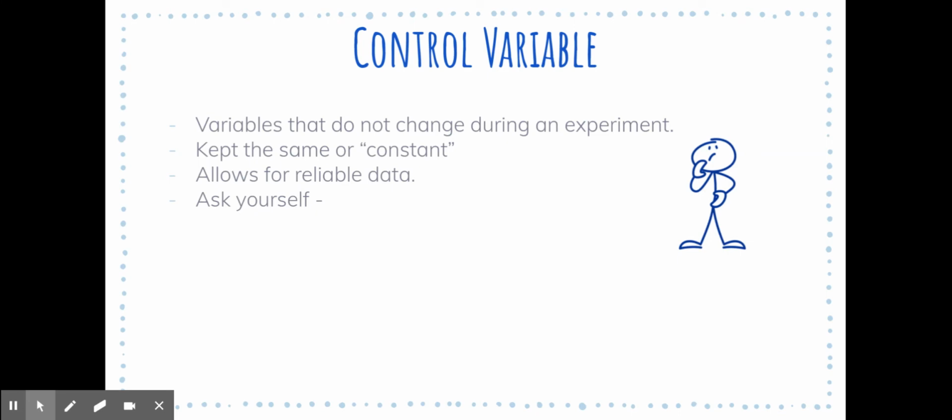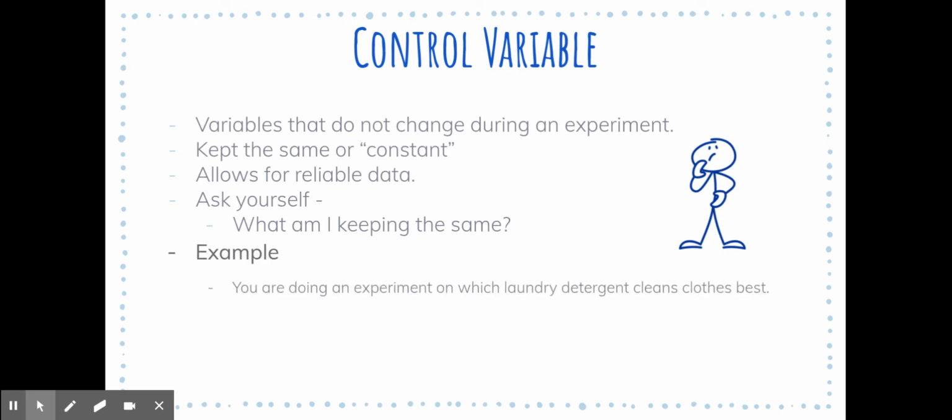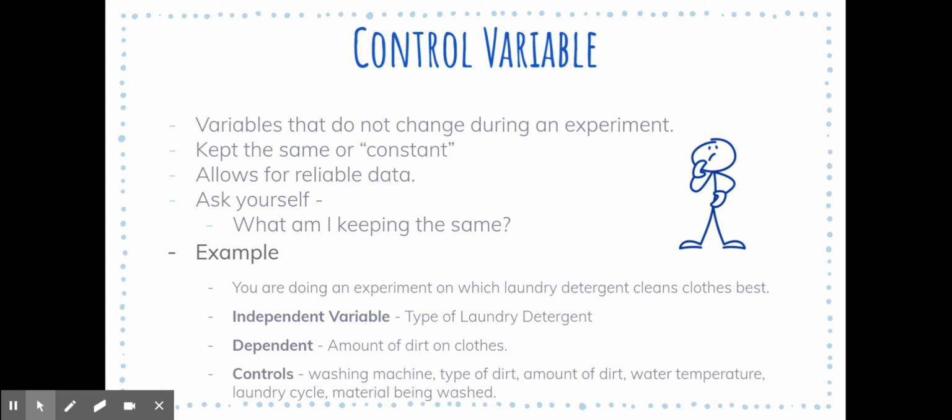So when you're doing the control variable, ask yourself, what am I keeping the same? So an example, you're doing an experiment on which laundry detergent cleans clothes the best. So I'm going to be changing my laundry detergent. I'm going to be measuring the amount of dirt on my clothes. Well, how do I confirm that it's the laundry detergent and not a multitude of other factors? That's where my control variables come in.